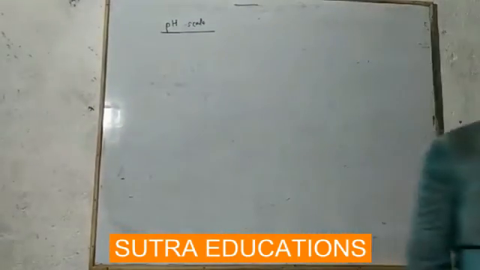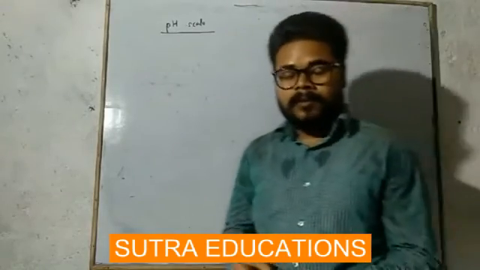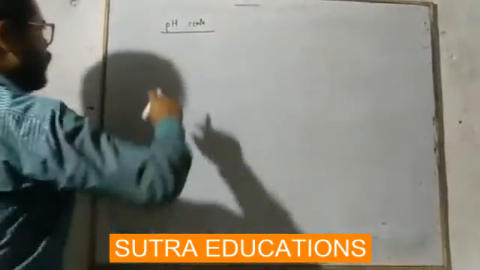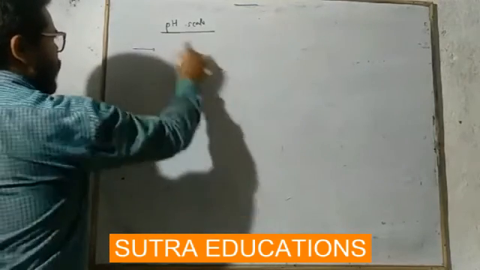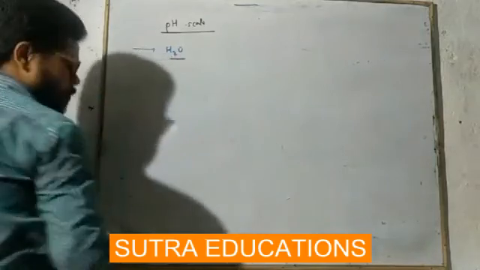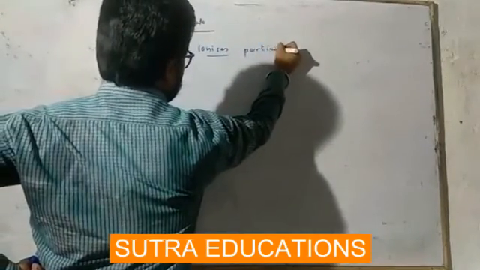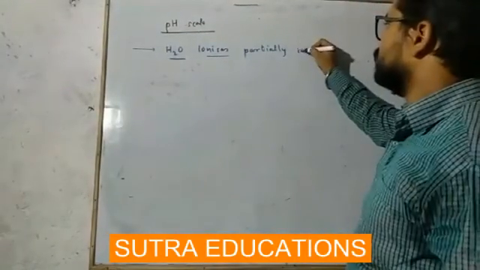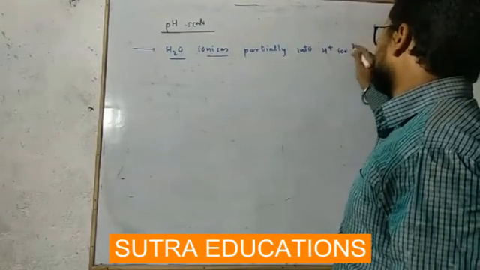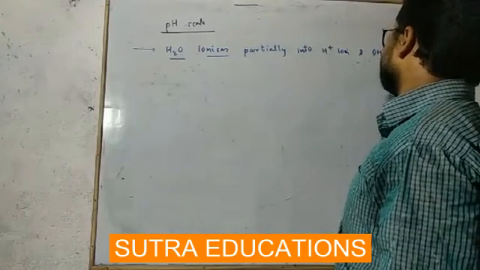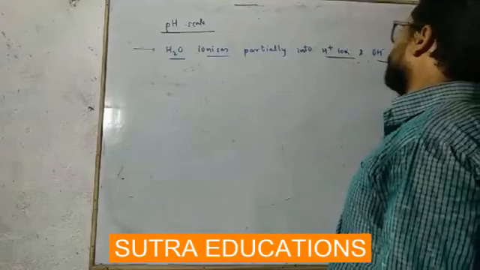pH scale. Before understanding the pH scale, I am going to explain the dissociation of H2O. H2O ionizes partially into H plus ion and OH minus ion.